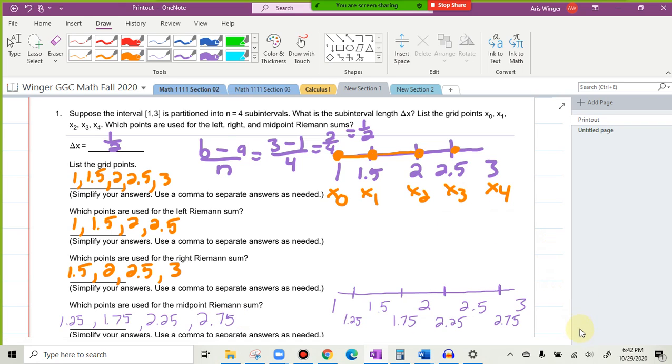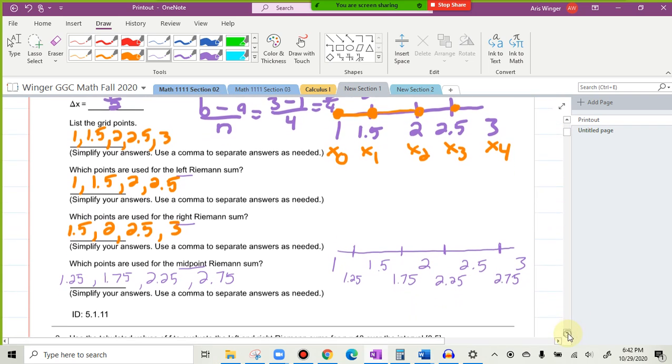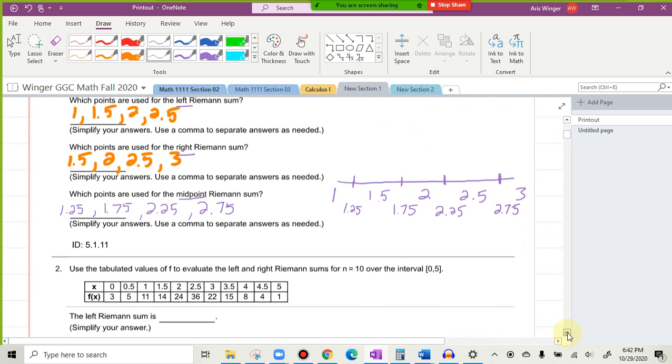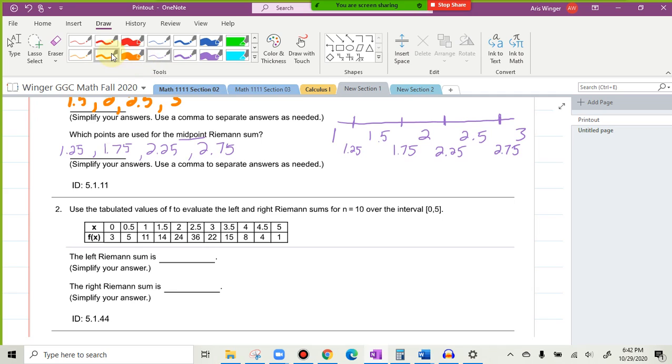Okay. The floor is open for questions about that: left endpoint method, right endpoint method, again having 4 subintervals that we're making, and then picking the points according to the method. Left, right, midpoint. If you need to practice these, you can go to the study plan, chapter 5, section 1, problem number 11.